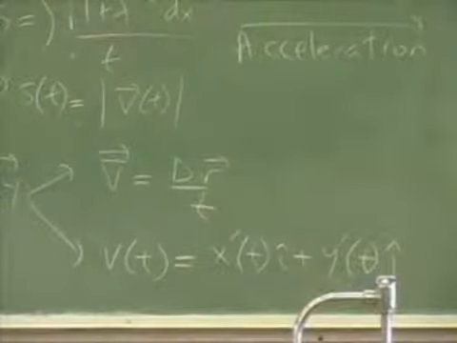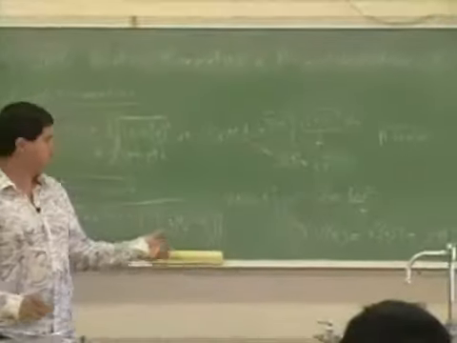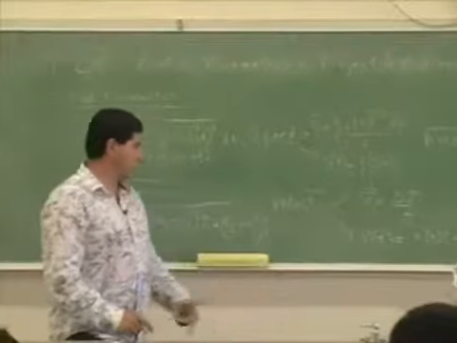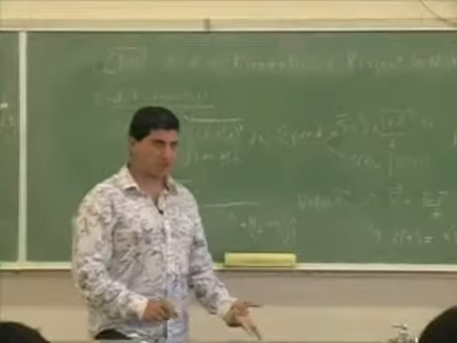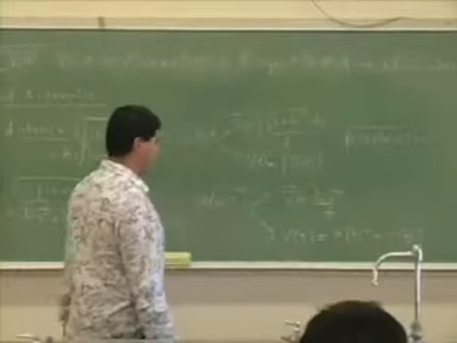So the velocity, because this is a two-dimensional situation, the x is changing as a function of time and the y is changing as a function of time, right? So x prime of t i hat plus y prime of t j hat.